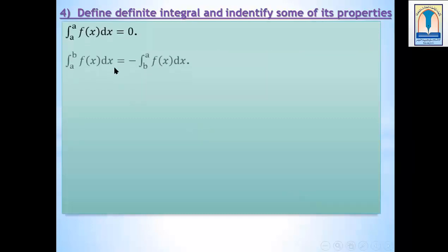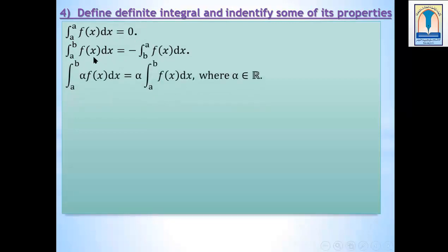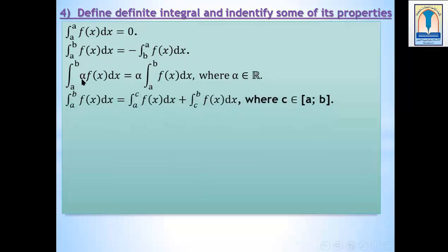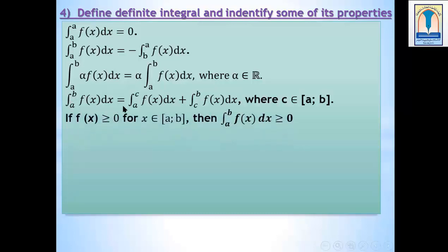Here we have some important properties. The integral from a to a of f of x dx equals 0. The integral from a to b of f of x dx equals minus the integral from b to a of f of x dx. The integral from a to b of alpha f of x dx, alpha belongs to R, equals alpha times the integral from a to b of f of x dx. The integral from a to b of f of x dx equals the integral from a to c of f of x dx plus the integral from c to b of f of x dx, where c belongs to a, b.